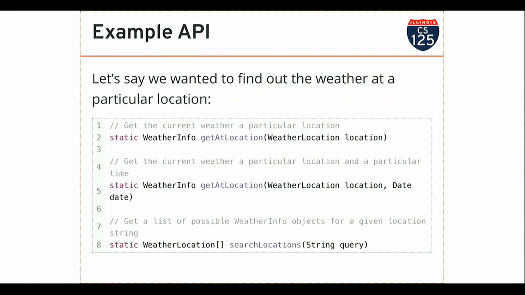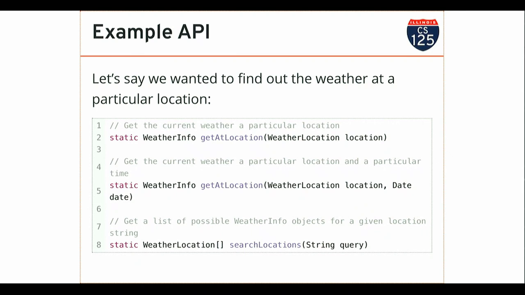So here's an example of an API, and this is sort of what it would look like from a Java perspective. Here are Java functions. Now we can think of this as almost like an interface. I think I should go back next semester and replace this with a slide showing an interface. So let's say I have something where I want to find the weather. I've got a function here called getAtLocation that takes some type of object called a weather location and returns some type of weather info object. And you can assume that this weather location object has information in it that specifies the location that I want to ask for the weather. And the weather info object has information that specifies what the weather is at that location.